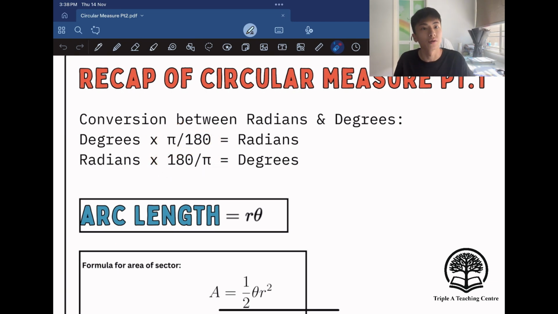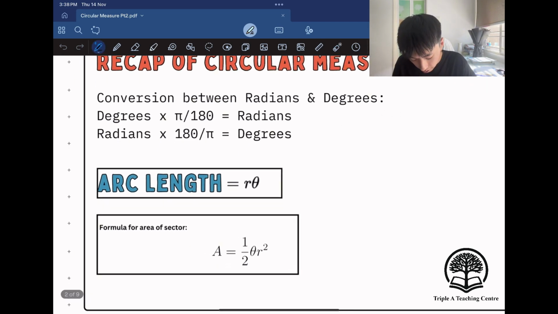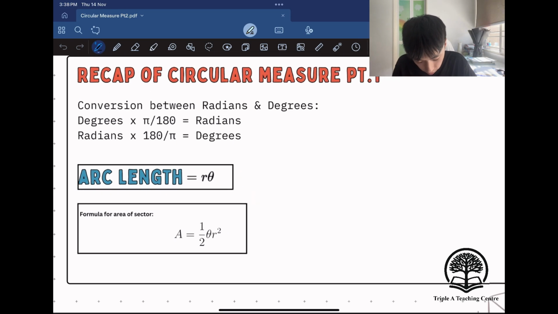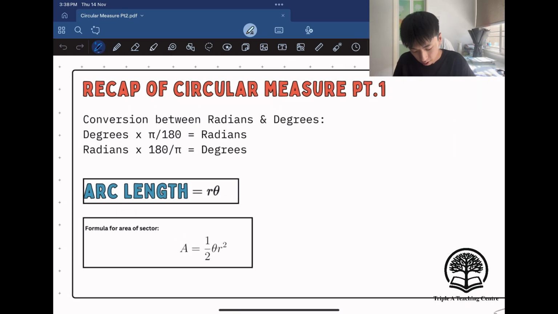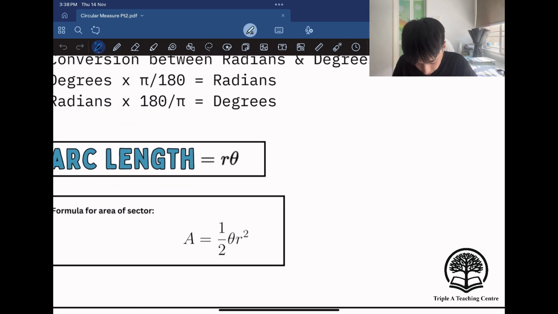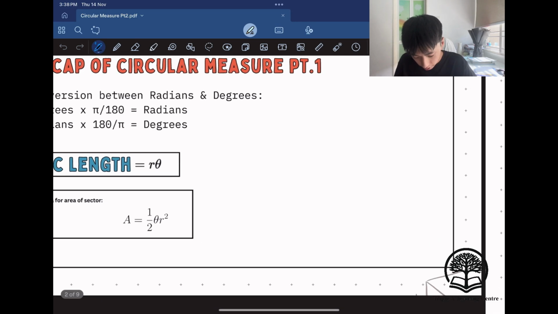That can be a great way of memorizing it. Alright, to calculate arc length, you times your radius with your angle of your arc. For the formula of area of sector, you simply take 0.5, which is half, times theta, which is the angle of your sector, and times radius squared.